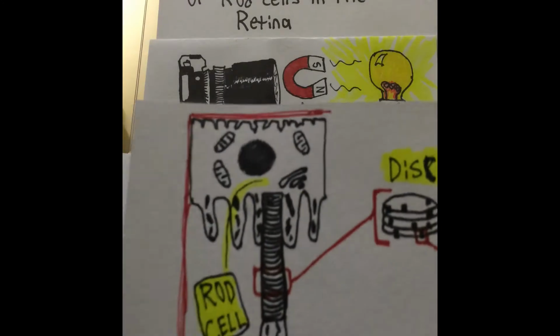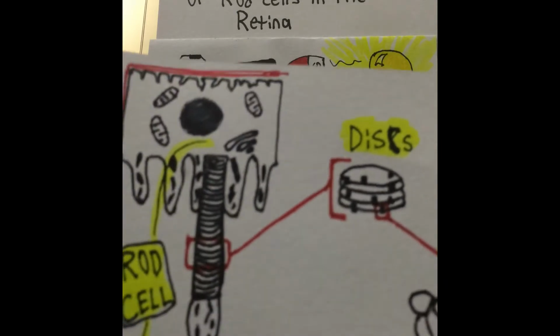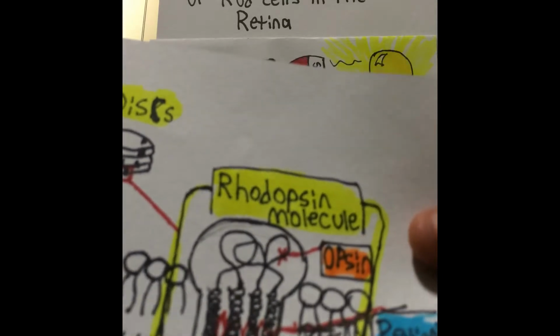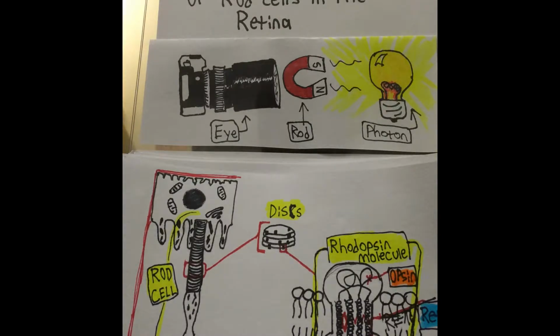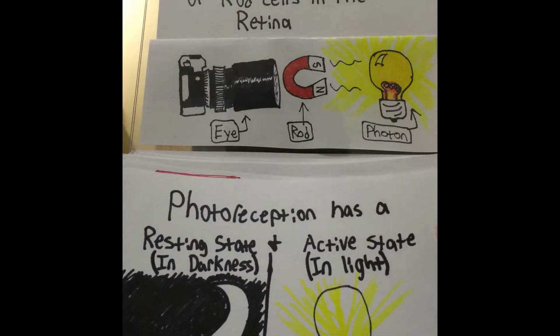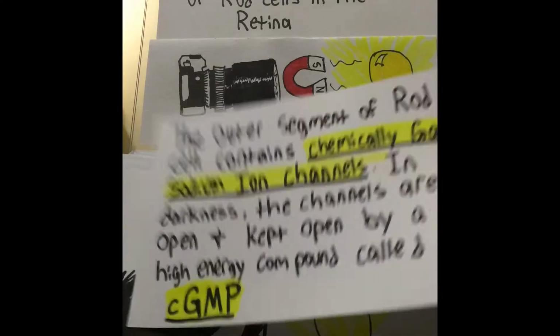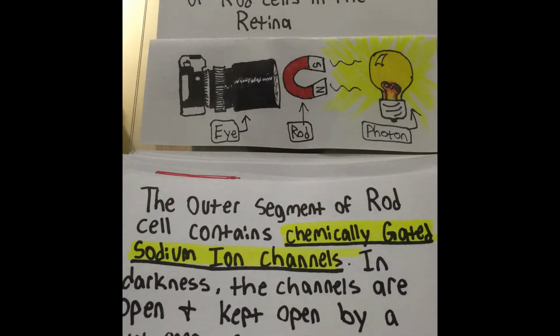And here we have a closer look of our rod cell. And then here we have a closer look of the discs. Within the discs is the rhodopsin molecule containing the opsin and the retinol. So photoreception has a resting state in darkness and an active state in light. The outer segment of rod cells contain chemically gated sodium ion channels. So in darkness, the channels are open and kept open by a high energy compound called cGMP.